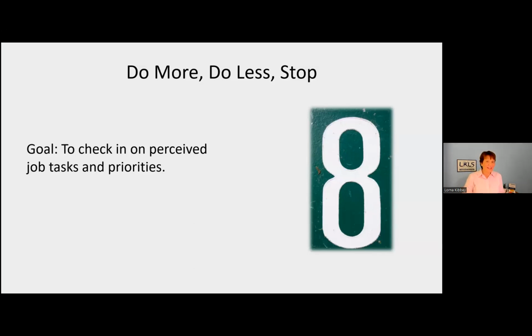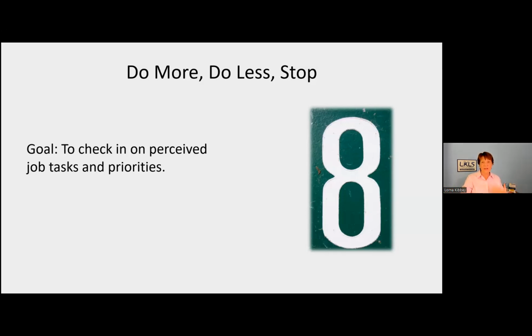All right, here's number 8. Do more, do less, and stop. I think it's possible that some of you have done this in some way before, but I like this one because this was a major change for me when I learned to do this, and I found out some really interesting stuff, which I'll share with you. But the goal here is to check in on perceived job tasks and priorities. We're so busy with day-to-day work that sometimes we don't take time just to look at a review of what are we doing and why.